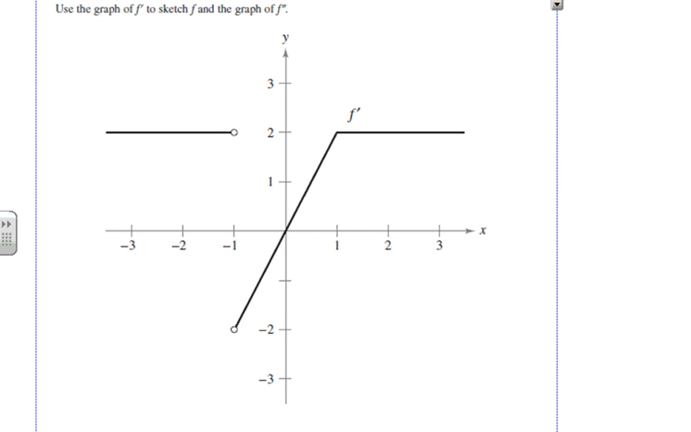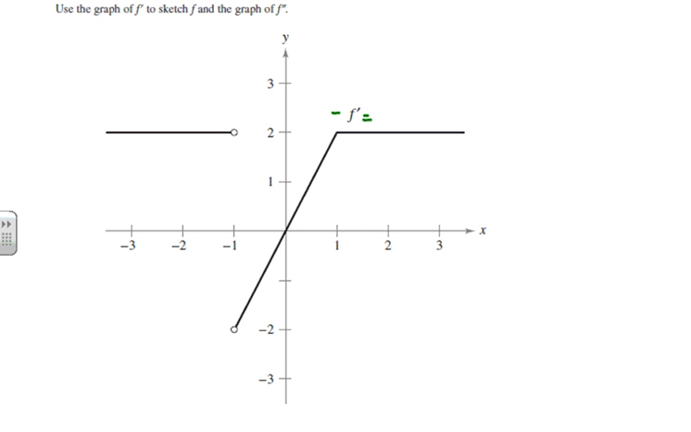To find f double prime, how is that with respect to f prime? Well, f double prime is the derivative of f prime. So f double prime are the slopes of f prime. That's what we're given. It's also the concavity. It tells you the concavity of f. All right, but we really don't care about that right now.